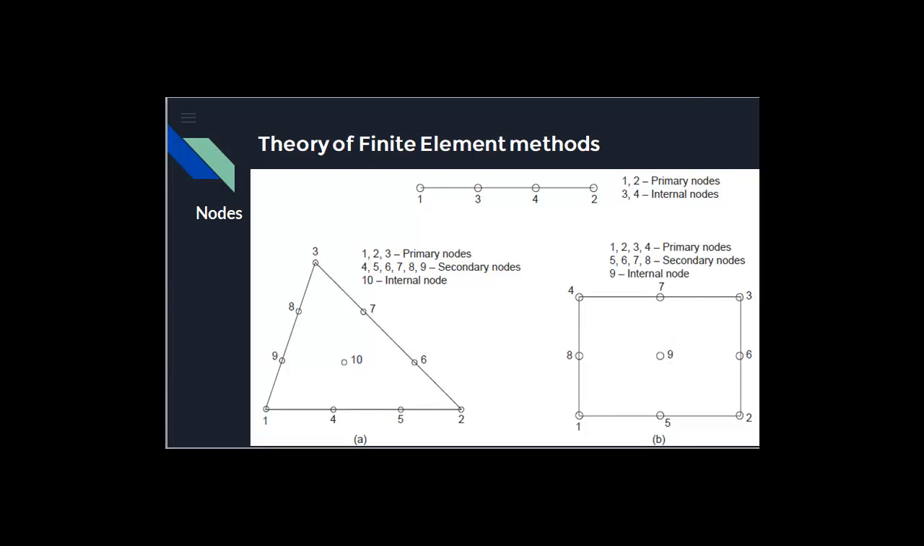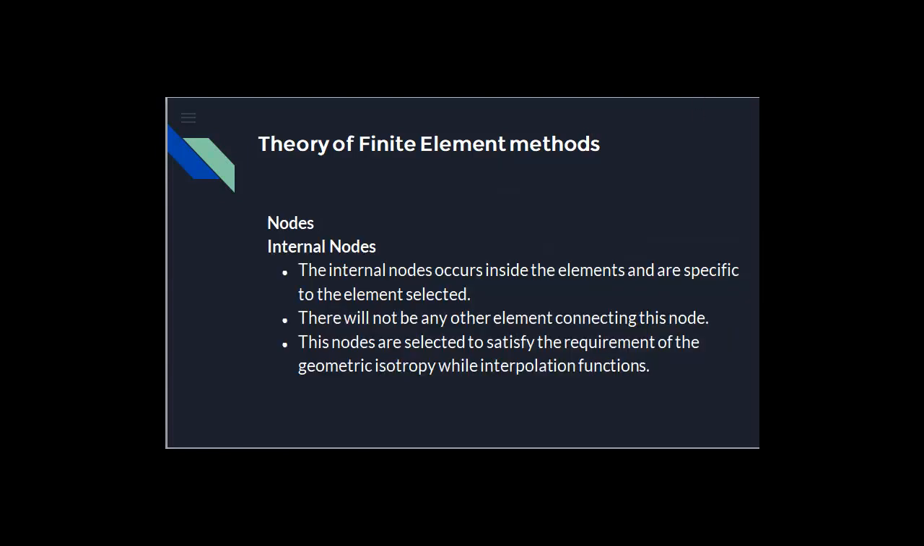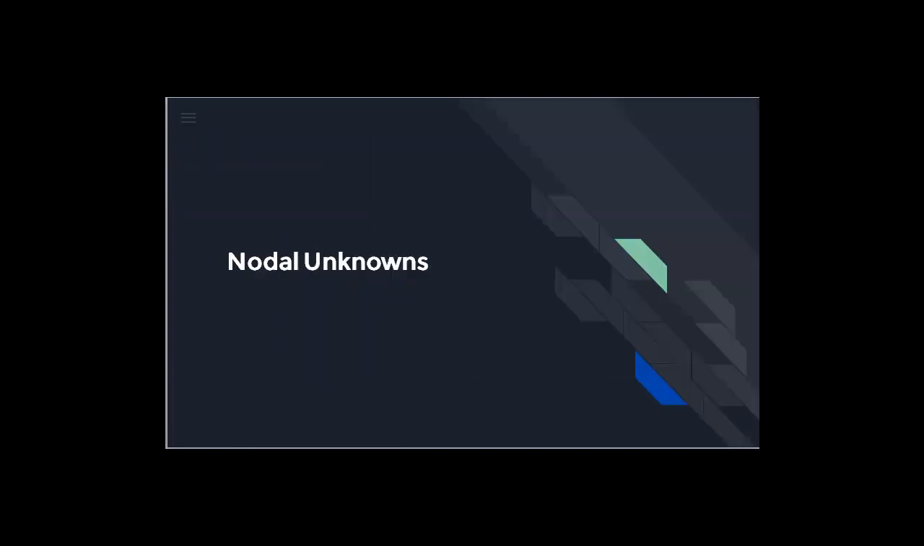As explained in the diagram, the internal nodes occur inside the elements and are specific to the element selected. There will not be any other element connecting these nodes. These nodes are selected to satisfy the requirement of geometric isotropy while interpolating functions. As we have figured out the different types of nodes for an element in the case of a triangle, rectangle or quadratic element, now in order to find the unknowns acting at the nodes, let us see in detail about nodal unknowns.